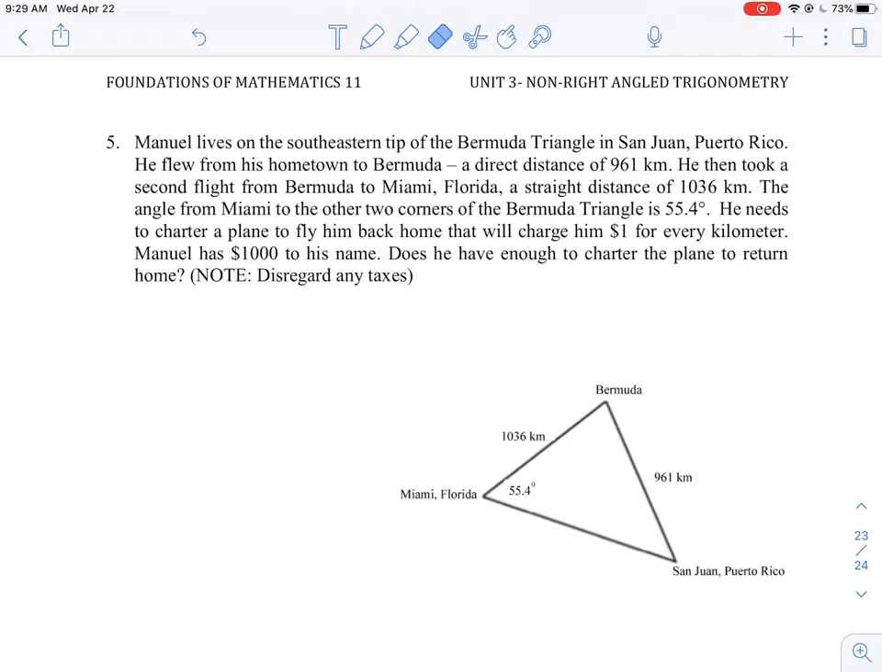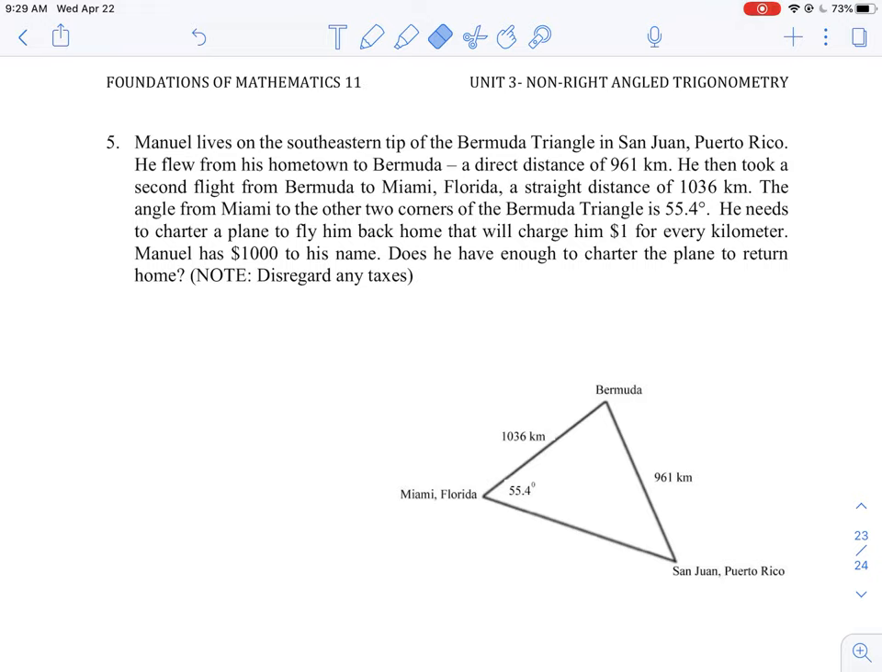Okay, so let's take a look at how we can solve question number five, which asks us to find whether this person can get back home to a certain city based upon a certain amount of travel distance, and it charges $1 for every kilometer. So we have this triangle set up for us here already where most of the information is filled in. And so let's just go through the question and verify some of the numbers here.